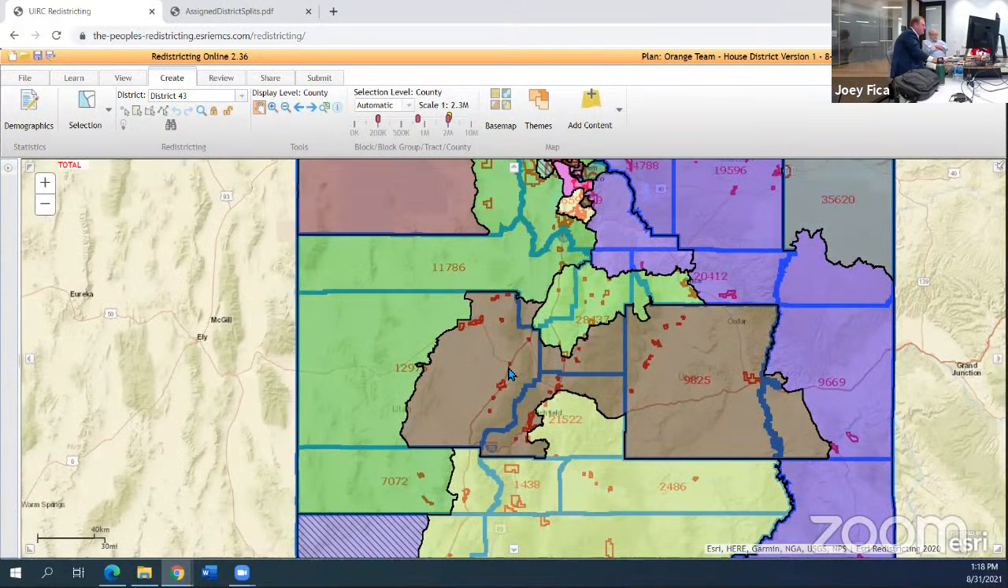Was this one of the last ones you did? Do you know, or was this? No, it was an early one because we were trying to keep population centers together.